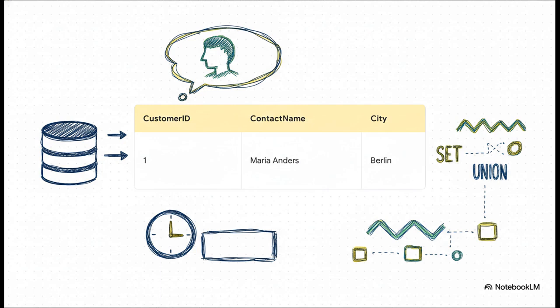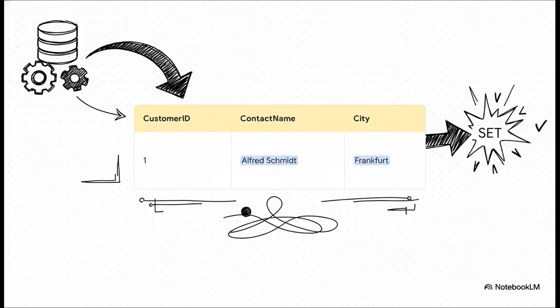Okay, let's make this real. Here's a record for customer ID number 1. As you can see, the contact name is Maria Anders, and the city is Berlin. This is our before picture. And now, after we run our update command, check it out. Boom! Just like that, the name is now Alfred Schmidt, and the city is Frankfurt. They're instantly corrected. That's the power of SET. You get these precise, targeted edits exactly where you need them.